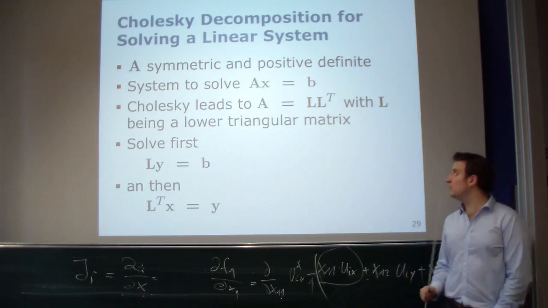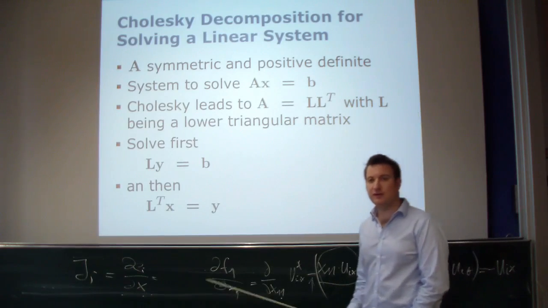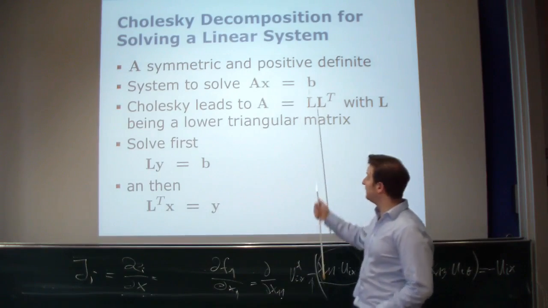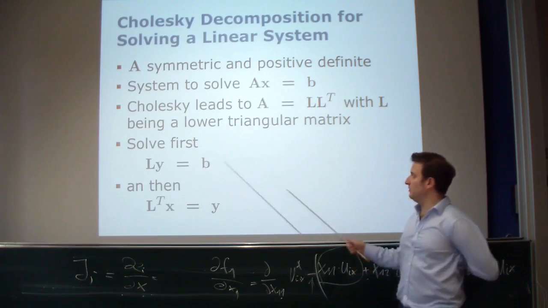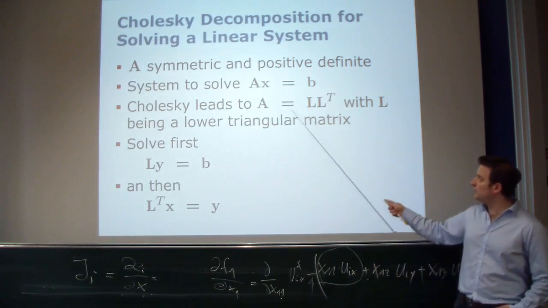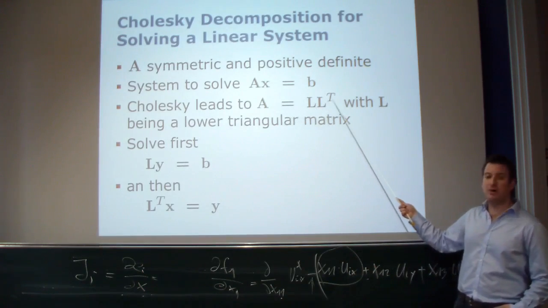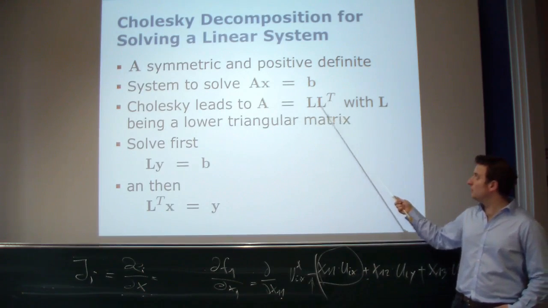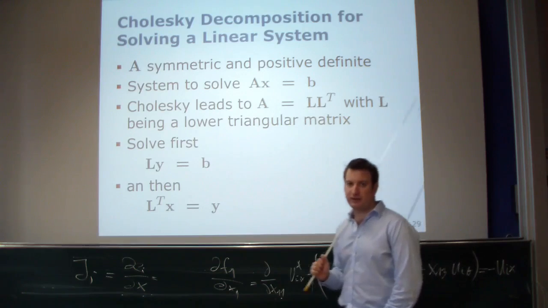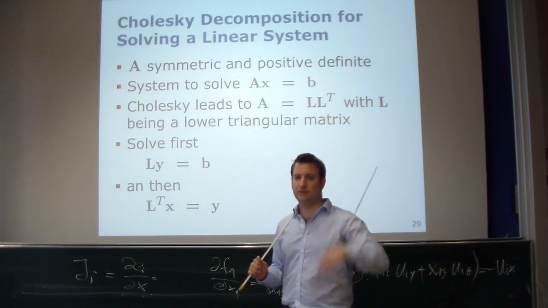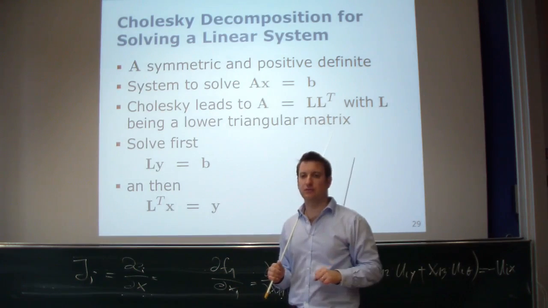In theory, what I would need to do is invert A and multiply. So inverting A is very costly. A better way to do that is to compute the Cholesky decomposition, which leads to a matrix L L transposed, which is equal to A. And the property is that this L is a lower triangular matrix, so half of this matrix is 0.